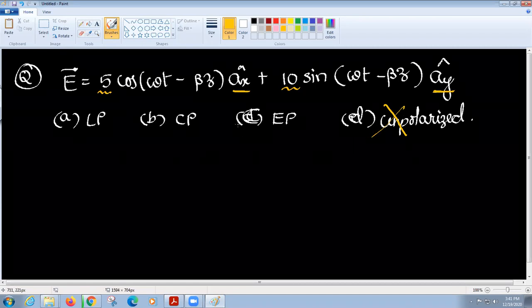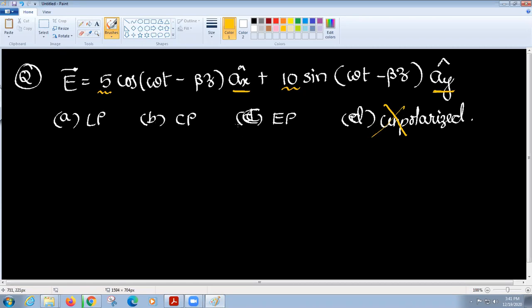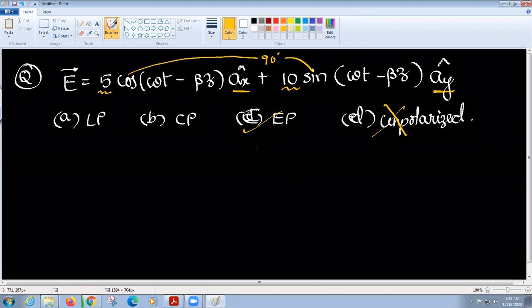Now, which one do you think? Elliptical, sir. Yes, sir. Very good. But how? Magnitudes are different, sir. Not equal. Yeah, magnitudes are different, and there is a 90-degree phase shift between sine and cos. Yes or not? So just go home and do these things, you will get the answer.